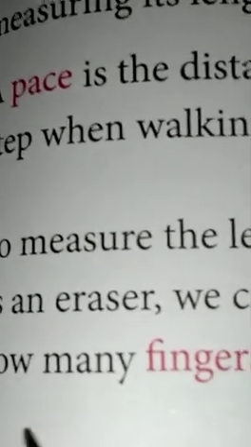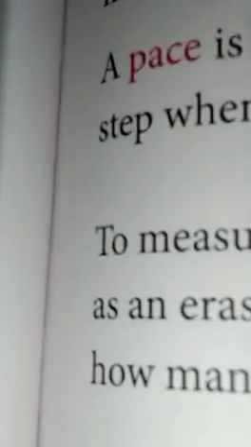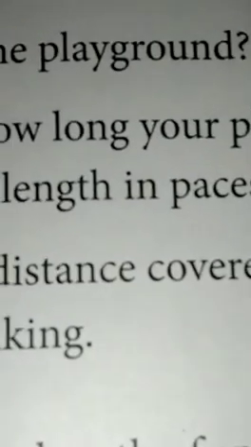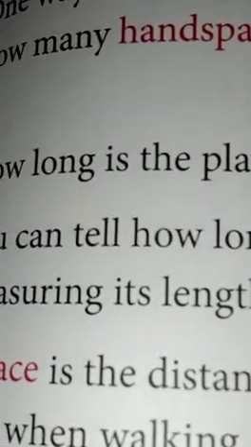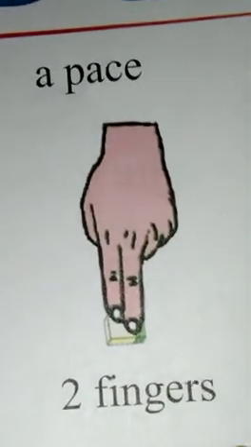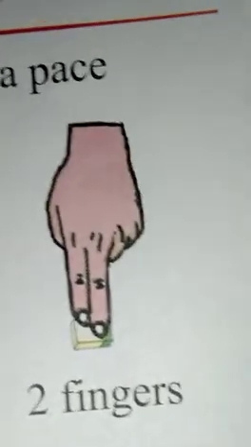Next is to measure the length of small objects such as an eraser. We can place our fingers and see how many fingers cover the length. So students, for measuring small things like a sharpener or eraser, we have to measure with our fingers. 2 fingers, 3 fingers, like this. This type of measurement is called fingers.